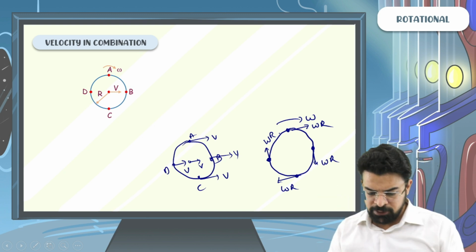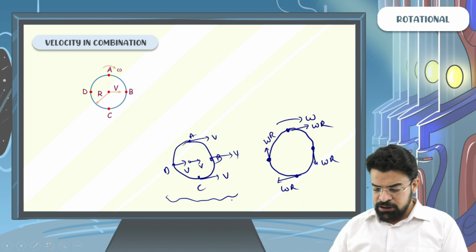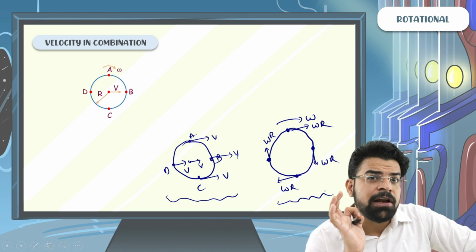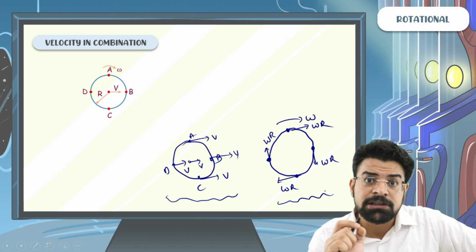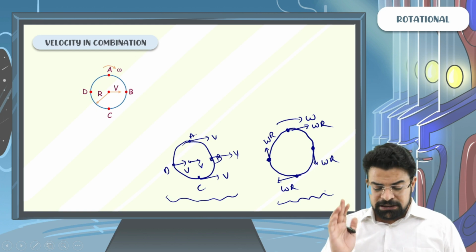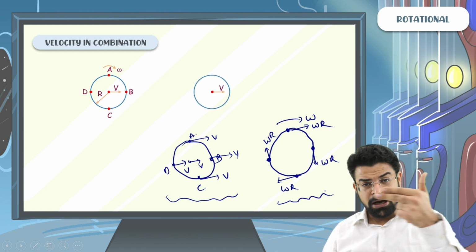So now what you have to think is that, okay, if the body would have done pure translational motion, the velocities would have looked like this. If the body would have done pure rotational motion, the velocities would have looked like this. If the body is doing combination motion, then the net velocity of any point on the body will be the vector sum of translational velocity and rotational velocity. So let's start visualizing one by one. So think of the body. The center of mass has a velocity.